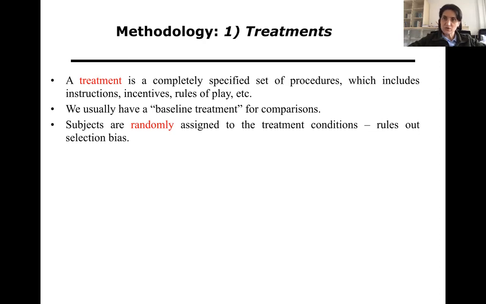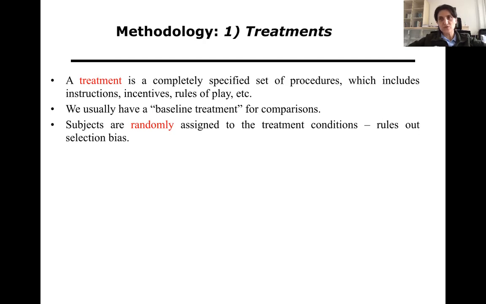Depending on your research question, you will decide on the treatments, what treatments you are going to use. I'm going to go over a public good game at the end of this part to clarify those things. So we usually have a baseline treatment for comparisons. Subjects are randomly assigned to the treatment conditions, which rules out the selection bias.